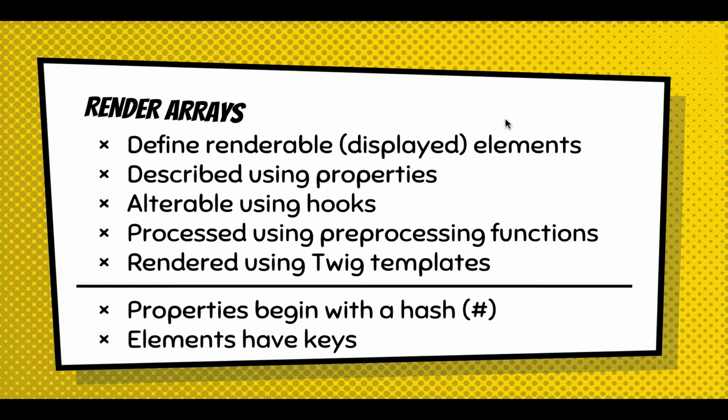And everything in Drupal is alterable, so forms are alterable. Render arrays go out to the theme layer. That's alterable. You can use pre-processing functions. And everything at the end of the day is rendered using Twig templates. And just a little extra detail: properties always begin with a hash. And elements in forms always have keys. It's an important thing. You've got to give it a name. A key is almost like the machine name.